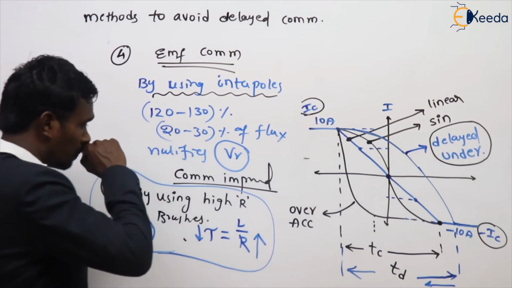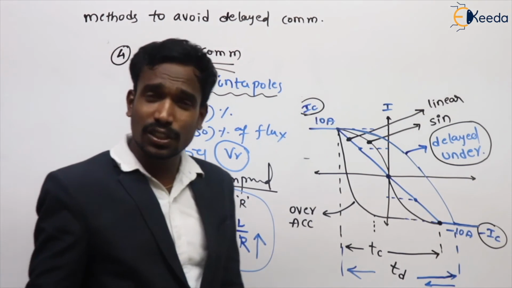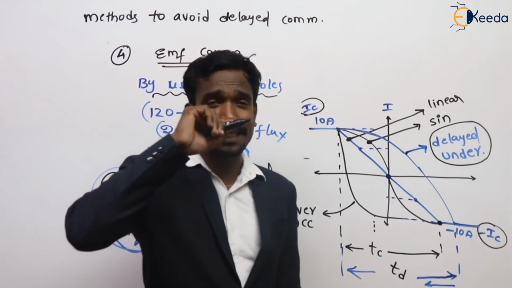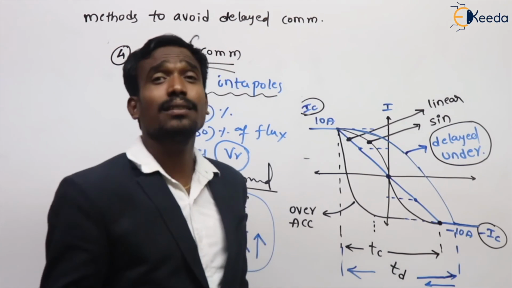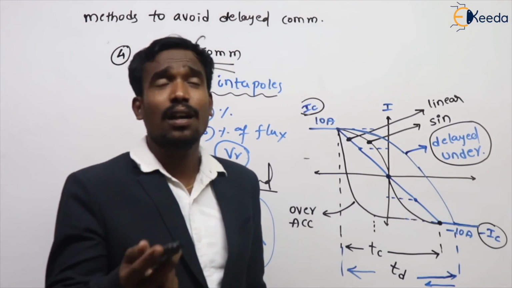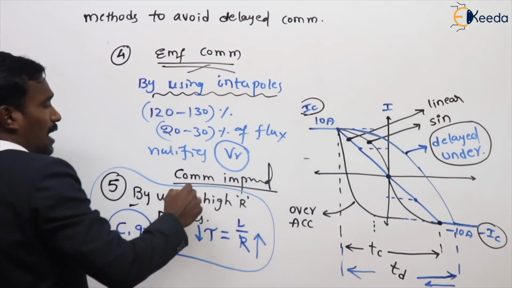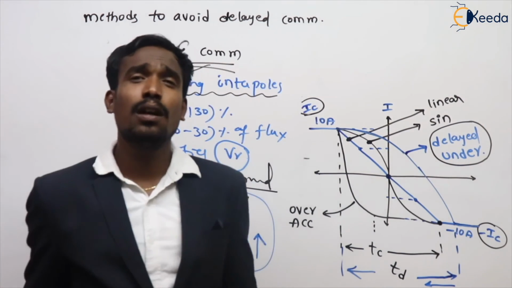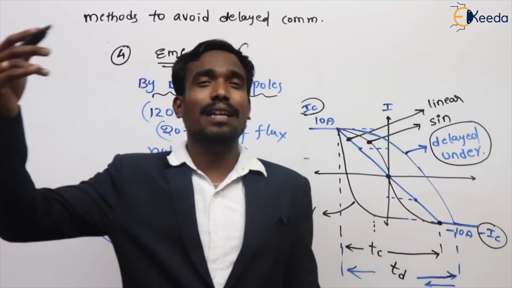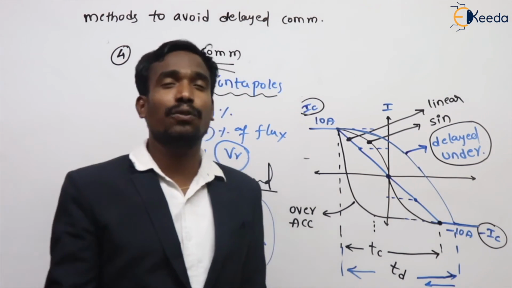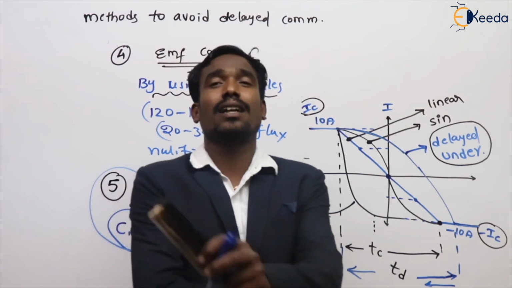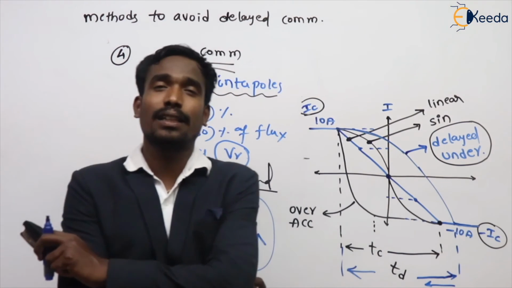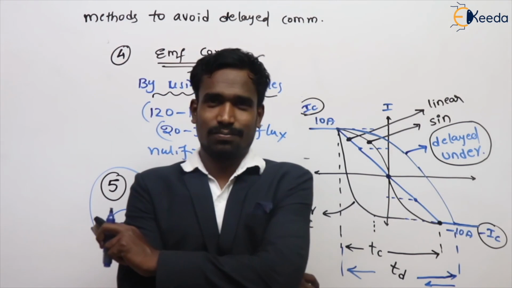So by using interpoles, high resistive brushes, the brush shifting method, placing rectangular holes on the pole tips, and increasing the field number of turns, nothing but using a strong magnetic field, we can avoid this delayed commutation. So generally, this is the process of how we can avoid the delayed commutation. These are the methods. Are you okay?